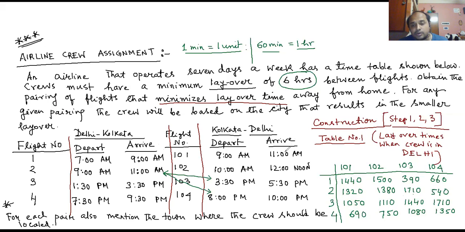Now we are going to connect this arrival column with that depart column, because you go from Kolkata to Delhi, and then you are laying over there for 6 hours, and then you start from Delhi and come back to Kolkata. So now you have to connect this arrival with that depart in a similar manner. So do it and tell me the matrix values.